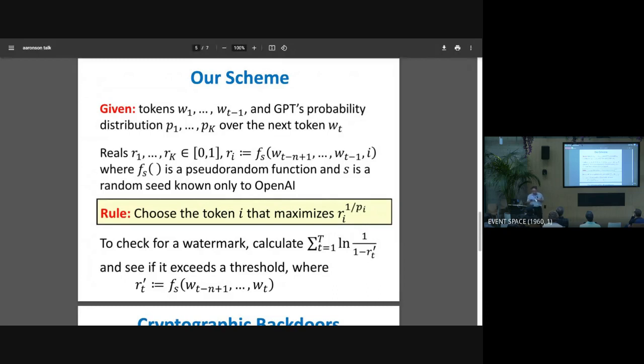We always choose the token i that maximizes r_i to the 1 over p_i power. Okay, I'm told that this is equivalent to Gumbel softmax, whatever that is, although it's used for a different purpose here. Now this weird rule ensures two really nice properties.